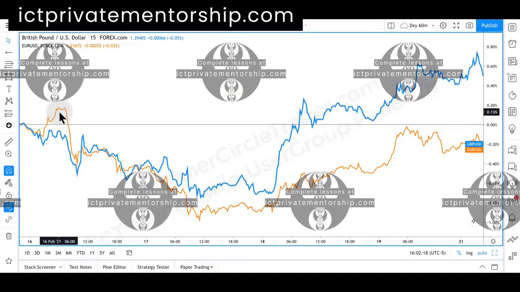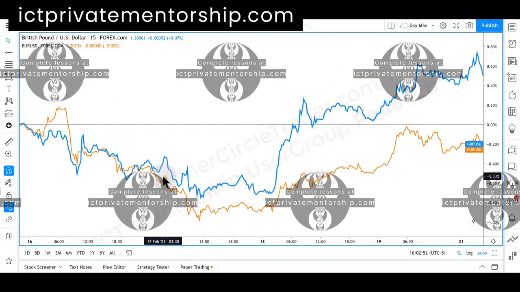So SMT is highlighting a crack in correlation, because in a perfect world, if both of these pairs are going to go lower, and one goes higher and makes a higher high, the other one should have done that same thing, but it doesn't. So it gives you an x-ray view behind price action, and it shows you that there is more interest in one currency than another. And it doesn't always translate that that's the better buy. Sometimes it does, but sometimes it doesn't.